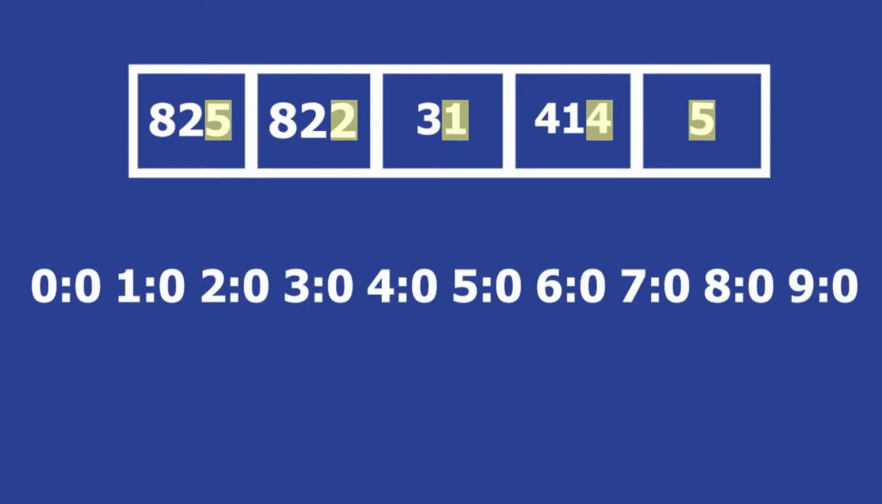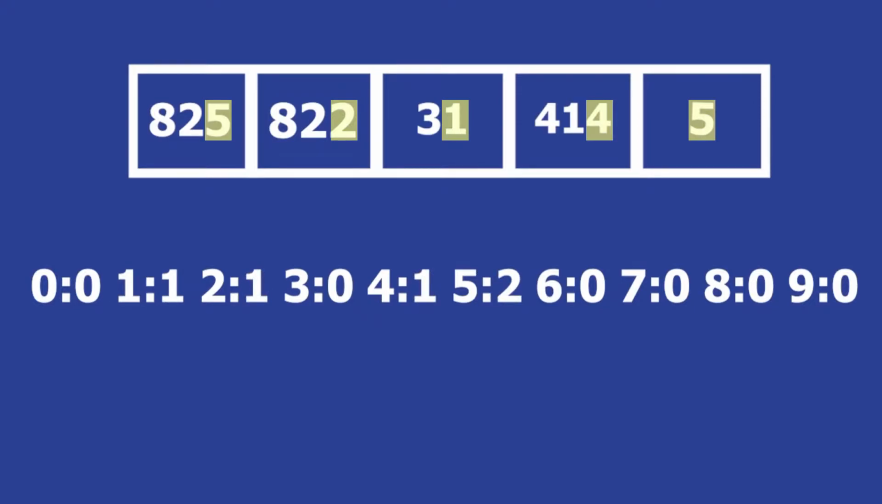Here we've got our trusty array again. First, we're going to tackle the units places and we're going to have to calculate the frequency of each digit. There are 10 digits from 0 to 9, and we can see that 5 occurs twice. 5 is in the units place of 825, and 5 is in the units place of 5. So the frequency of 5 is 2. The units place of 822 is 2, so the frequency of 2 is 1. The frequency of 1 is 1, and the frequency of 4 is 1.